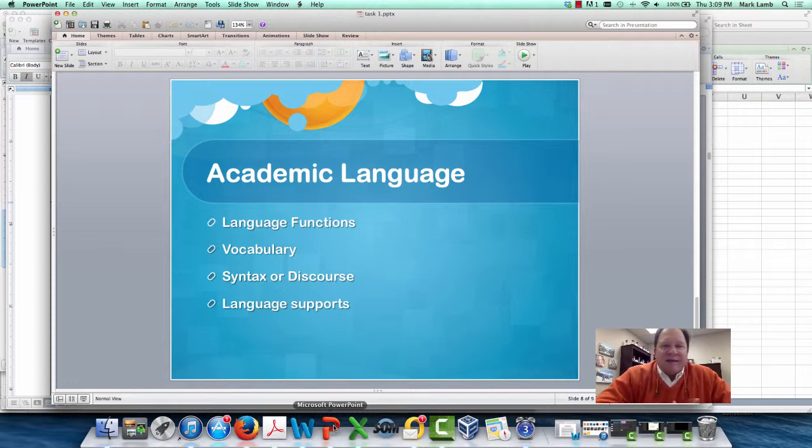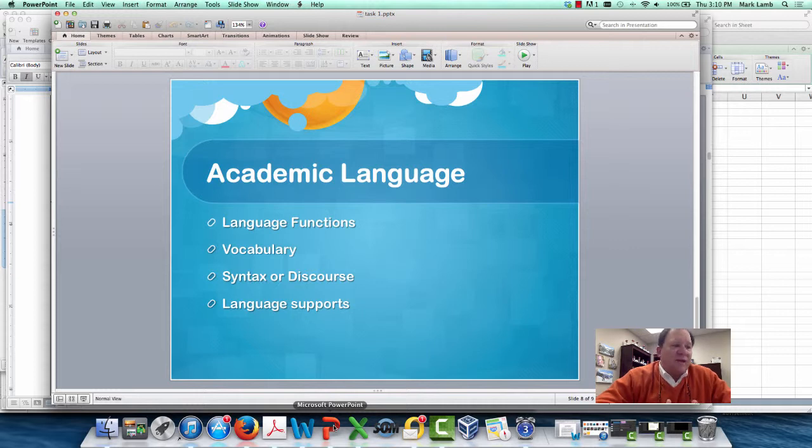Syntax and discourse. Is there any additional pieces of syntax or the symbols of science, things like formulas or graphs or charts? Or is there additional discourse, or oral and written forms of writing science, that students are going to be doing, or is necessary for students to learn in the lesson that you're presenting?